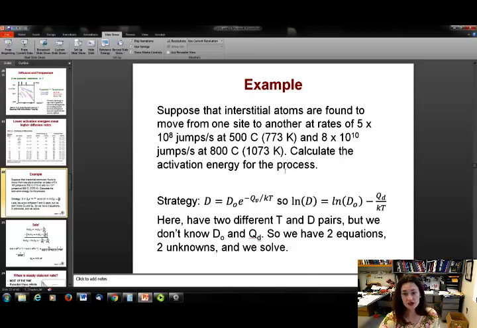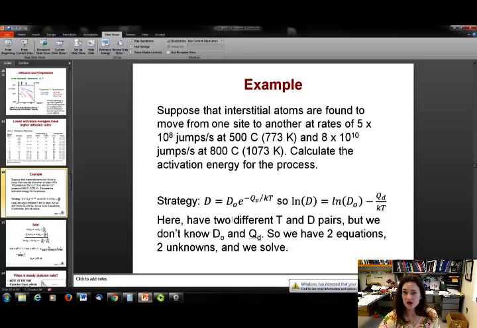Okay, so here we're going to use our equation D equals D naught e to the minus Qd over kT, and then what we're going to do is take the natural log of both sides of that equation. So we have ln D equals ln D naught minus Qd over kT. Okay, so that's the equation we're going to be working with.